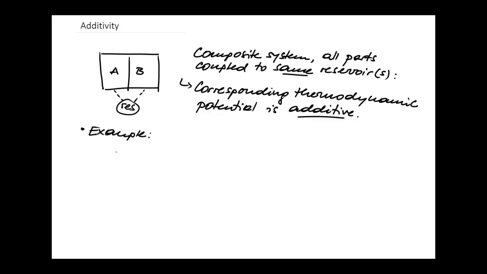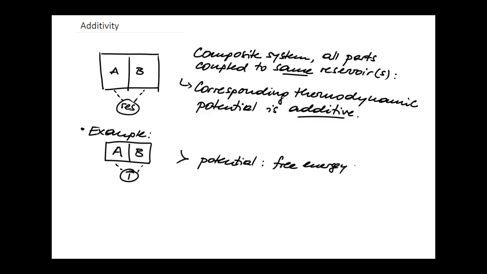Let's consider an example. Let's consider two systems, A and B, coupled to a thermostat, and they are enclosed inside a fixed volume. This entails that the appropriate potential is the free energy F. Now let's look at the free energy of the composite system. The free energy of the composite system, by definition, equals the internal energy of the composite system minus T times entropy, temperature times entropy.